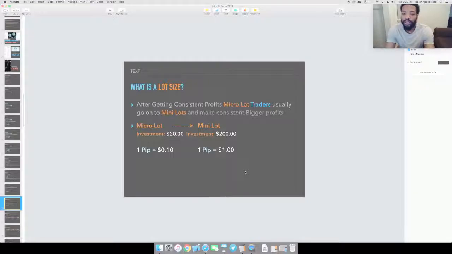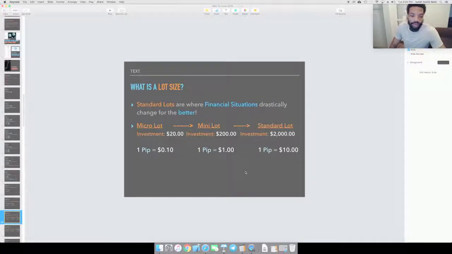And I'll be going over the lot sizes in season 2, where I'll be going into discrete detail on how to manage your equity. But right here, we're just going to go over a brief review of what these lot sizes mean and the terminology behind them. So let's see what we have next.